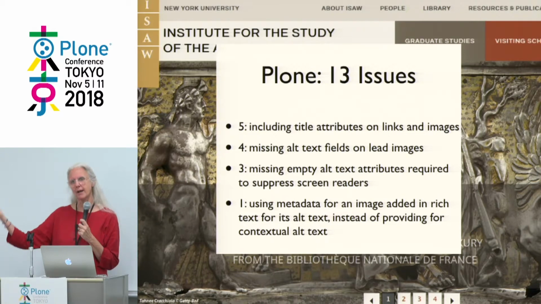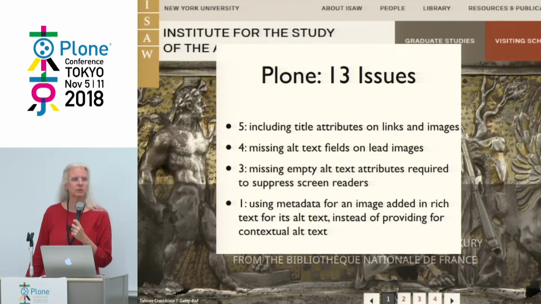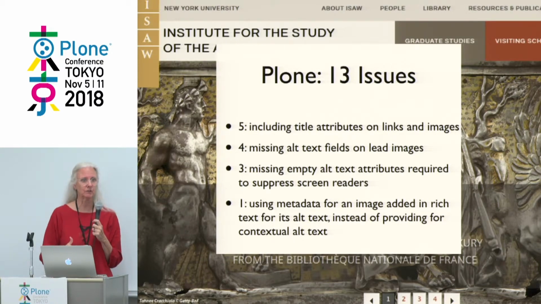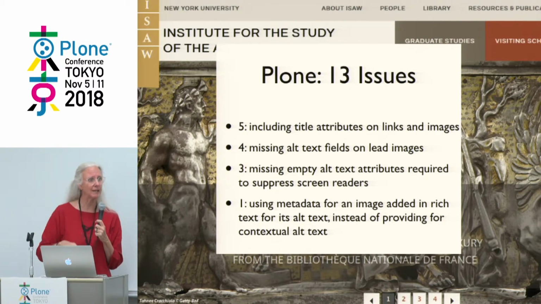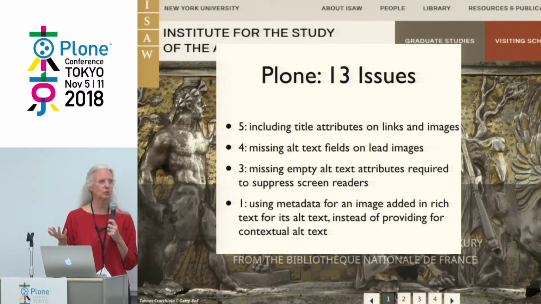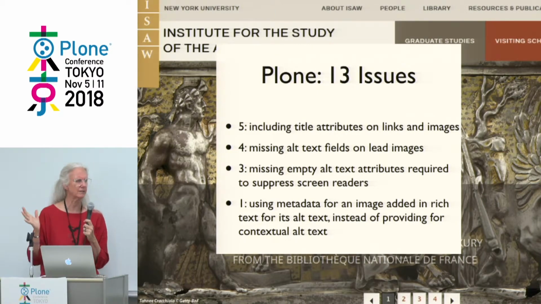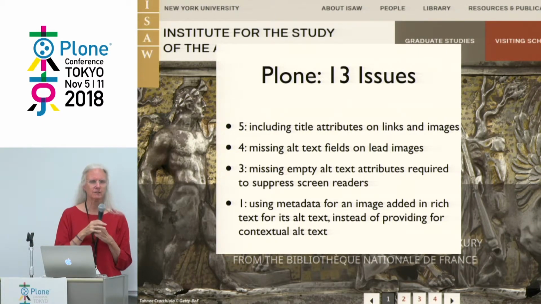When you're dragging one of your images from an image object on your site and using it in a rich text field, you need contextual alt text. You need to say what the image means in the context of this page you're writing. It's not so useful to just drag in whatever the generic description of the image was. And we don't really address that in Plone at all now, and I think that's a problem.